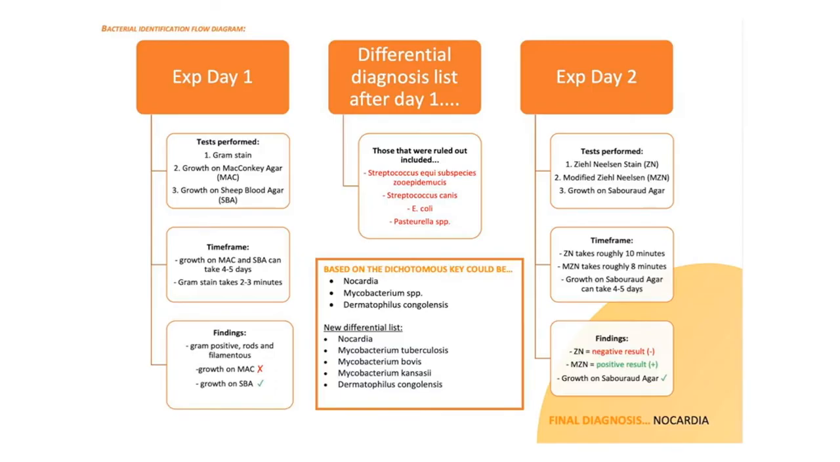These findings allowed us to rule out some organisms from our differentials list, and they're shown in red on the slide. And this led us to believe that it could be Nocardia, Mycobacterium, or Dermatophilus. We then requested further testing. We requested a Ziehl-Neelsen stain, a modified Ziehl-Neelsen stain, and growth on Sabouraud agar.